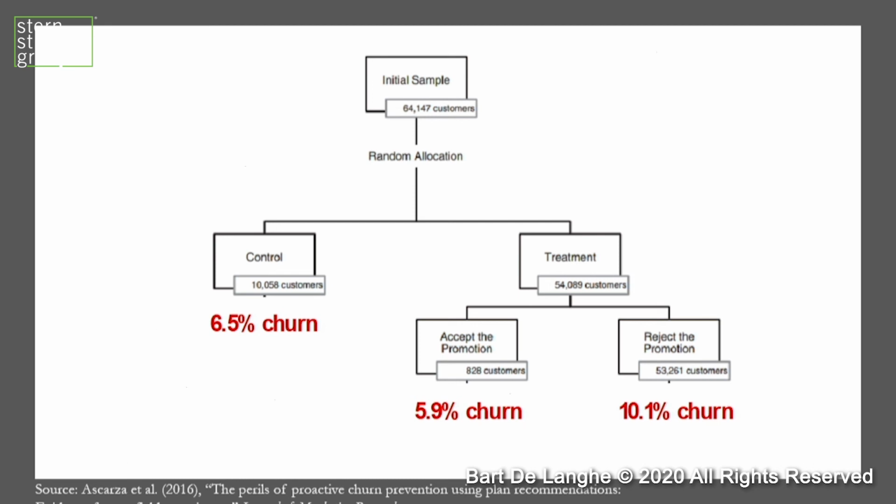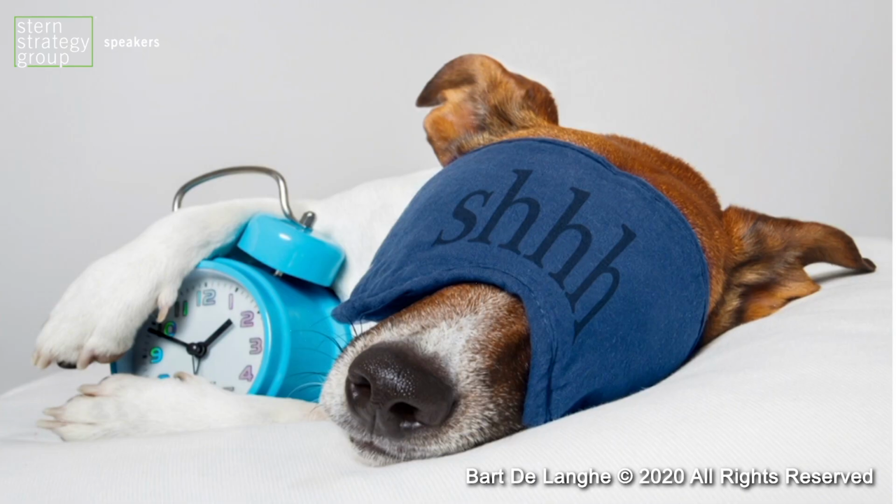There are 64,000 customers. Some people we do not call. Other people we do call. Some accept the promotion, but a large majority rejected the promotion. Look what this does. Calling their customers and saying, hey, you're not in the right plan, we have a better plan for you, dramatically increased churn. That's an explanation question. It requires experimentation. We need to do more experiments to understand how the world works.